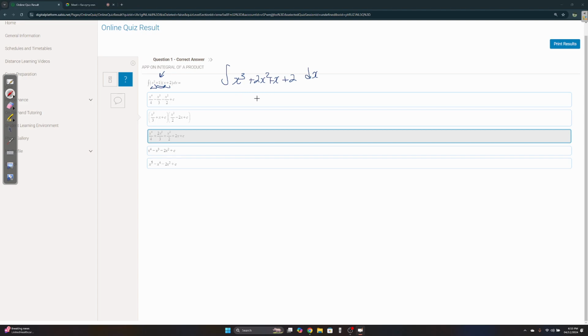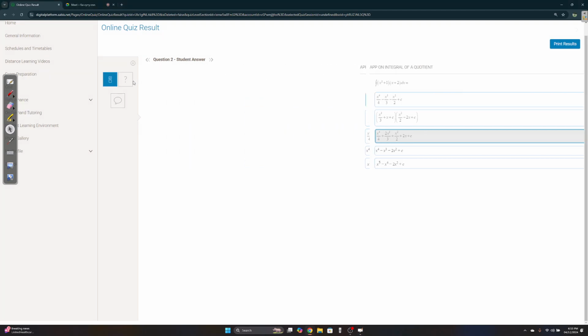Integrate. Integrate x cubed, you get x to the 4 over 4. Integrate 2x squared, you get 2x cubed over 3. Integrate x, you get x squared over 2. And integrate 2, you get 2x. And of course, since it's an indefinite integral, you have to put plus c. Okay, this is your answer. Very easy. Okay. Question 2.